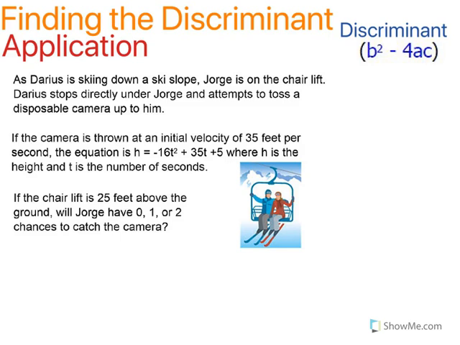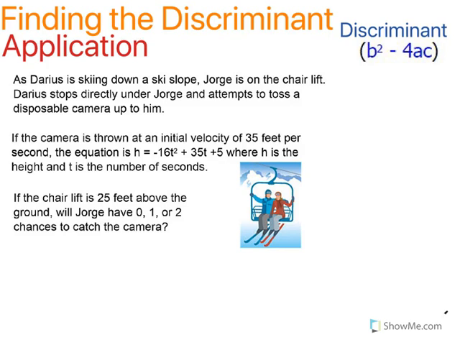Let's take a look at an application problem. So here we have, as Darius is skiing down a ski slope, Jorge is on a chairlift. Darius stops directly under Jorge and attempts to toss a disposable camera up to him. If the camera is thrown at an initial velocity of 35 feet per second, the equation is h equals negative 16t squared plus 35t plus 5, where h is the height and t is the number of seconds. If the chairlift is 25 feet above the ground, will Jorge have 0, 1, or 2 chances to catch the camera? Well, we could use the discriminant to solve this problem.